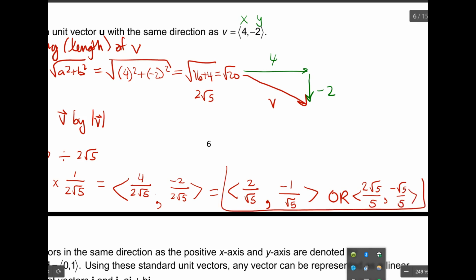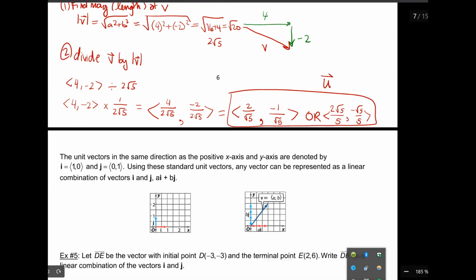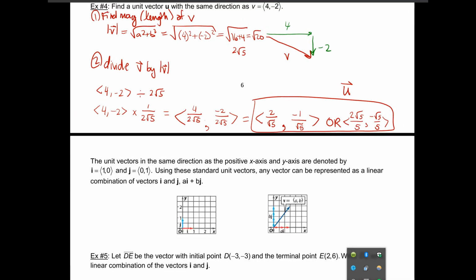Either one of these will work, that's fine. And this is the vector u, the unit vector, because if I do the Pythagorean theorem on this, I will get a length of 1 for the hypotenuse, the resultant.